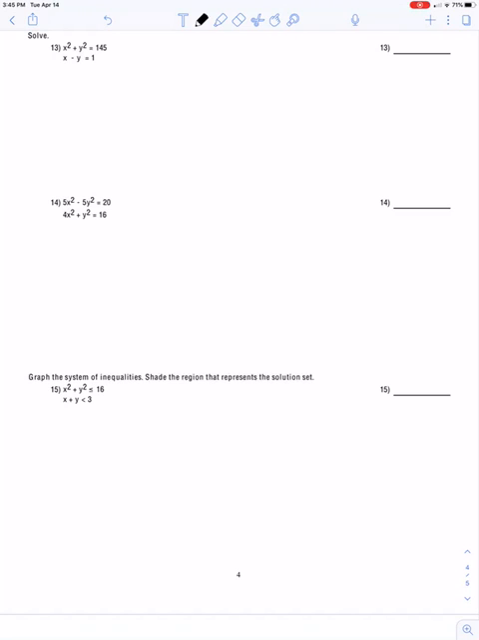And it is in standard form, right? We've got the sum of those two squared terms, coefficients are both 1, equal to r squared. So you can see your center will be at the origin, radius will be the square root of 145. And then you've got an equation of a line, x minus y equals 1.